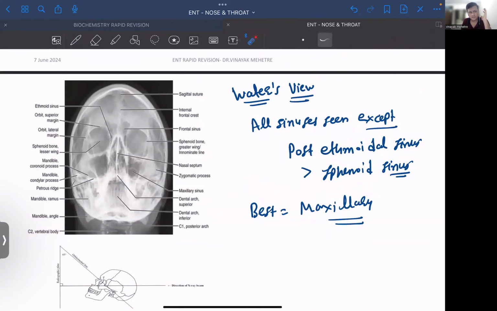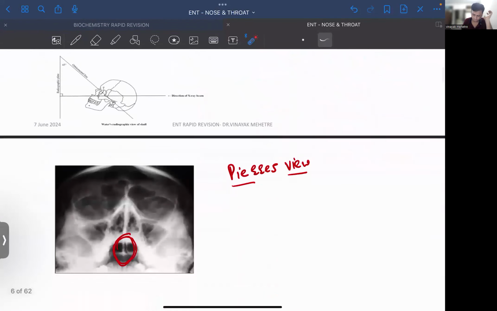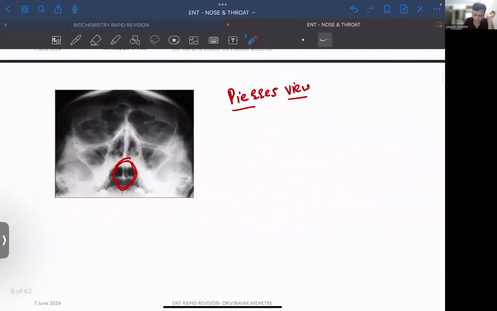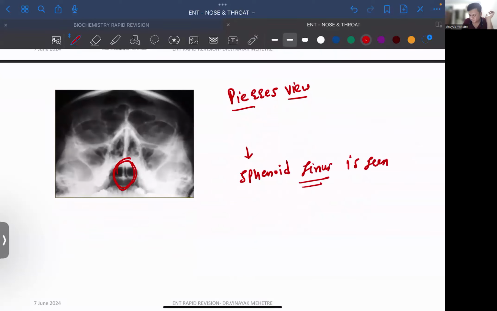Did you understand? Questions do come. Okay. So which sinus is seen in this? That is the sphenoid sinus is seen. Okay, we will see the sphenoid sinus as well.